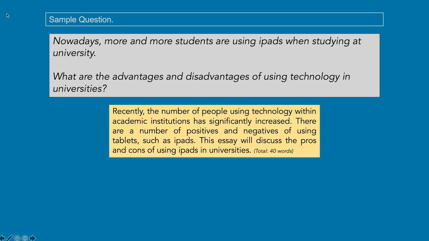Next to it, I've just written in brackets how many words this whole paragraph will be about. Obviously, you don't need to write the number of words in your essay, but that's just a guideline of how many words you should be aiming for.